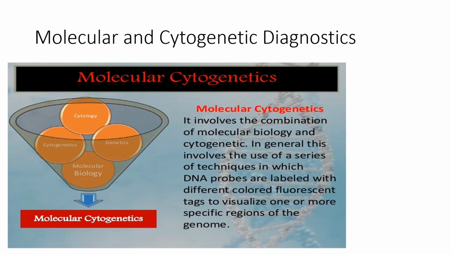So molecular genetics also plays a very important role in the hereditary predisposition to cancer. This is also a very important benefit of the molecular technique, which involves the combination of molecular biology and cytogenetics. Generally this involves the use of a series of techniques in which DNA probes are labeled with different colored fluorescent tags to visualize one or more specific regions of the genome.